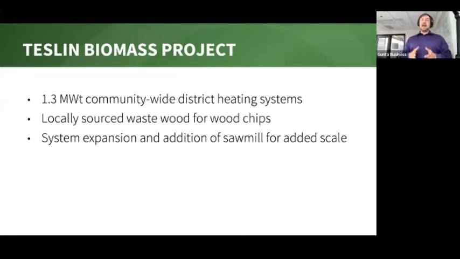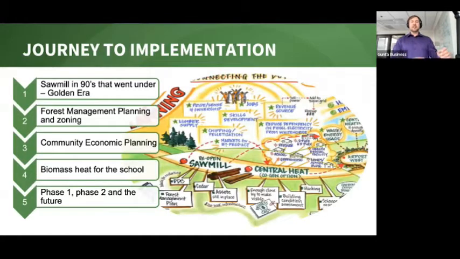And maybe just from a future perspective, there's lots of expansion opportunities. There's an inclusion of a sawmill now and all the residuals that you would generate from a sawmill. And it's just added value for that added scale up. But let's just talk about what got Teslin there, and maybe a little bit of background on Teslin.